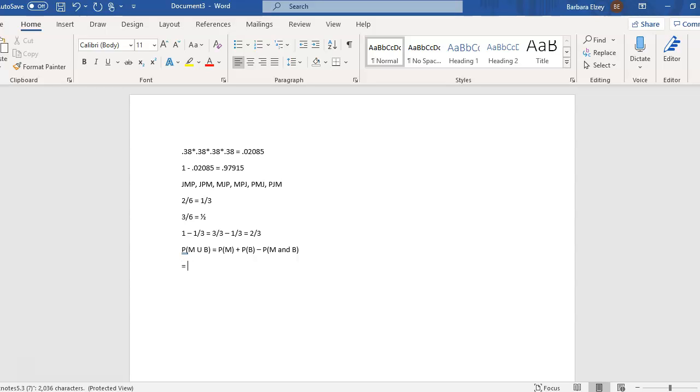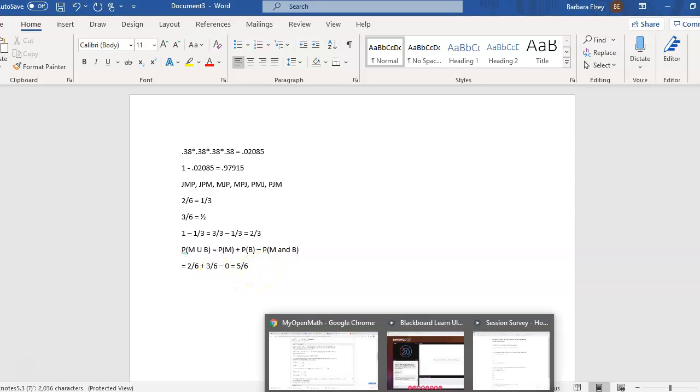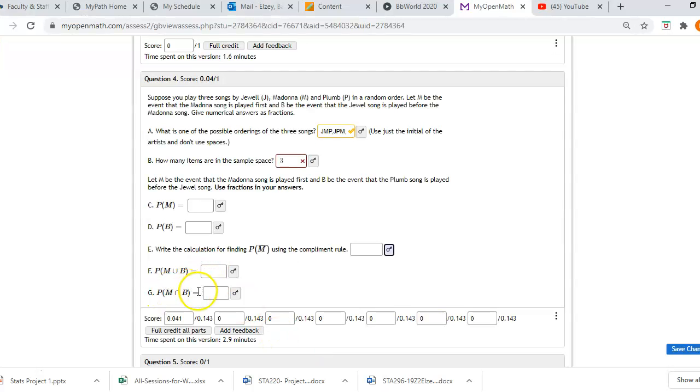So what we've got is the probability of M was 1/3. And actually, let's go back to 2/6, just because we won't have to find a common denominator. The probability of B is 3/6, and we said the probability of the intersection was 0. So we end up with 5/6. We add together our two fractions, and there is that probability. And of course, we already said that last one is going to be 0.